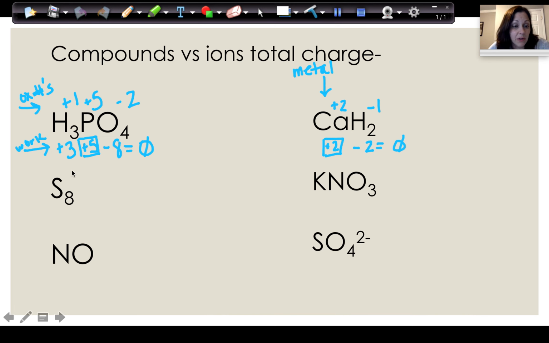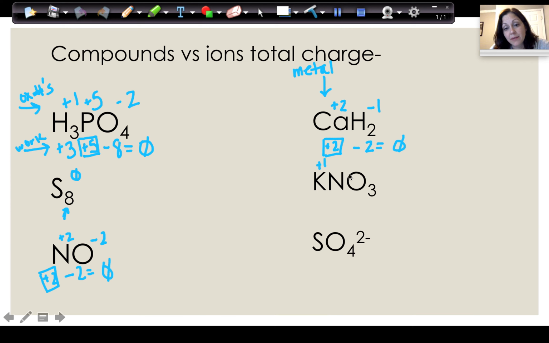This is an element all by itself, oxidation number of 0. Even though there's a subscript, it's still just one symbol, one capital letter. Here, we plug in our -2 for the oxygen. The total has to be 0. Some number goes with -2 to get to 0, and it's going to be a +2.